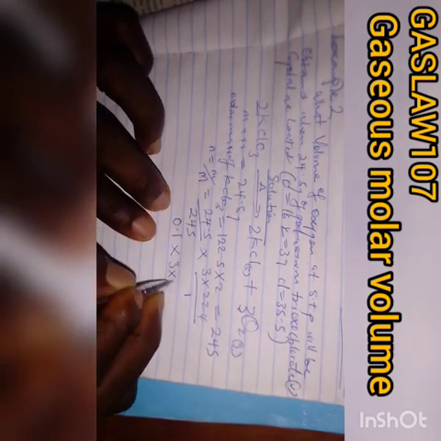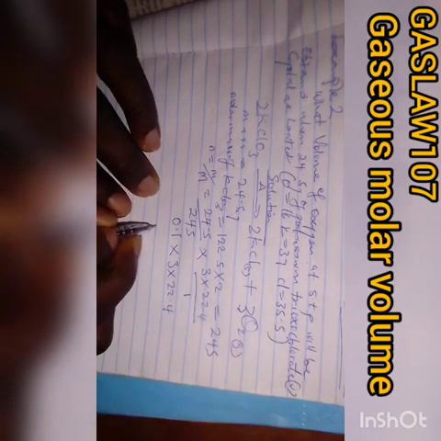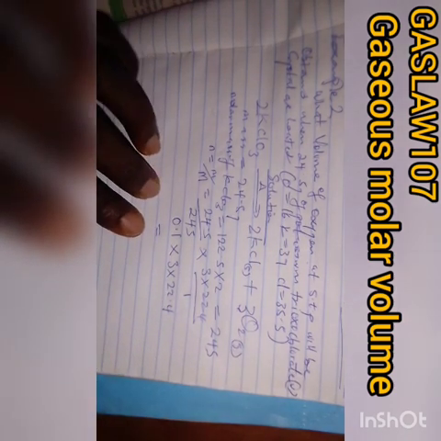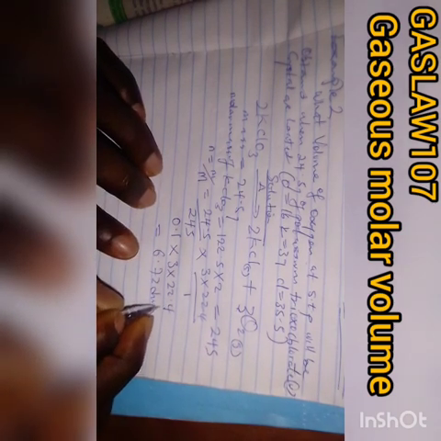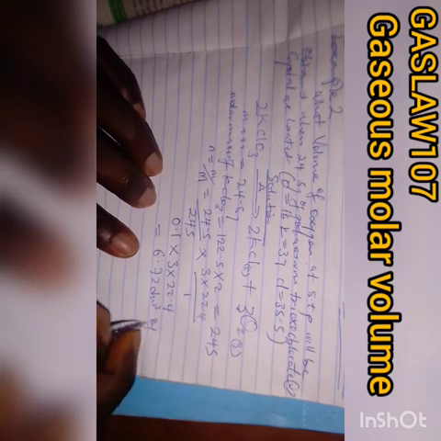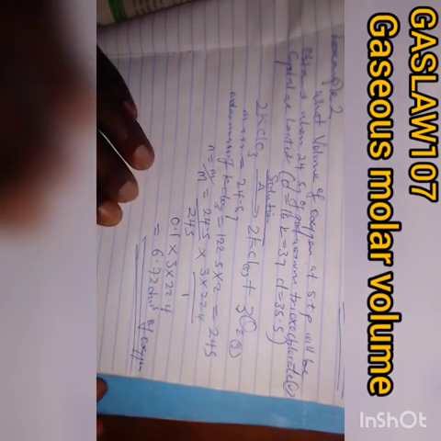Multiply by 3 times 22.4. Now, at the end of the day, what are we going to have? From our solving, we are going to have 6.72 dm cube of oxygen. That is what we are going to have there. That will be the answer to the question.